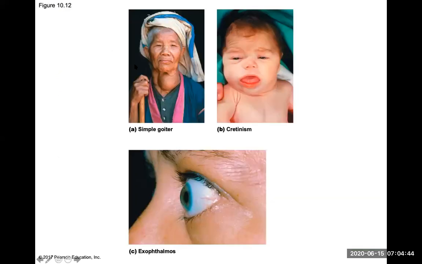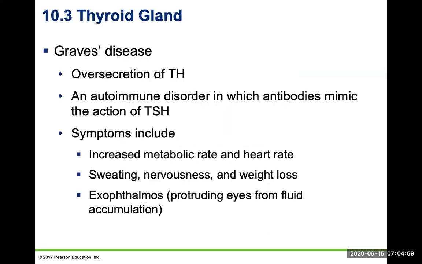So here's a look at a simple goiter. It's where the thyroid becomes enlarged, so you'll see it in the neck. Cretinism, and then exophthalmus, which will affect fluid accumulation in the eyes. Graves' disease is oversecretion of thyroid hormone. It's an autoimmune disorder in which antibodies mimic the action of thyroid stimulating hormone. Symptoms will include an increase in your metabolic rate and heart rate, so you'll lose weight, you'll sweat, you'll be nervous. And then exophthalmus, the picture from before, will be caused from fluid accumulation, and it will cause your eyes to protrude forward.